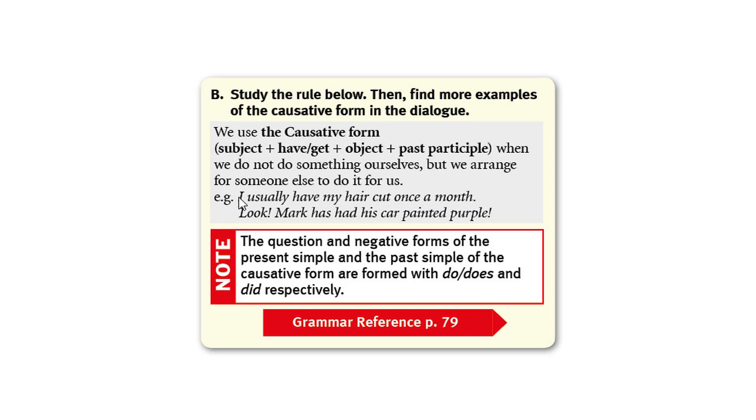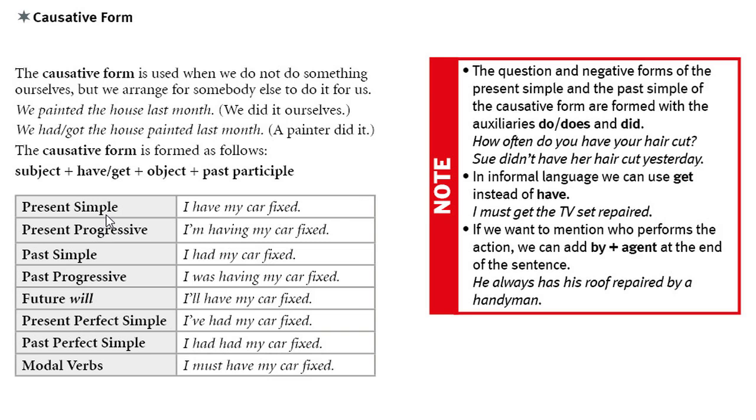مثال I usually have my hair cut once a month. Look, Mark has had his car painted purple. المضارع البسيط والماضي البسيط من الصيغة السببية تنفى باستخدام do و does and did respectively وباستخدام did إذا كانت في الماضي. الصيغة السببية في المضارع البسيط I have my car fixed.